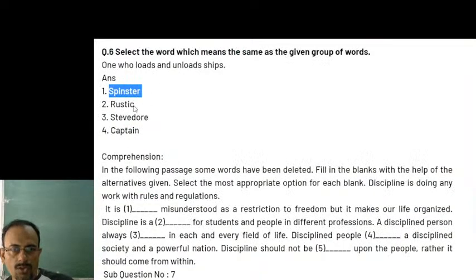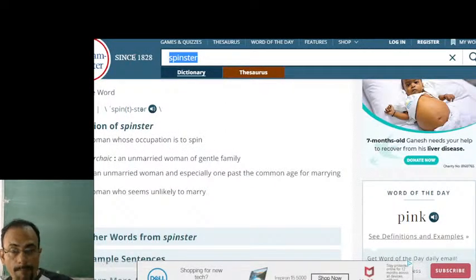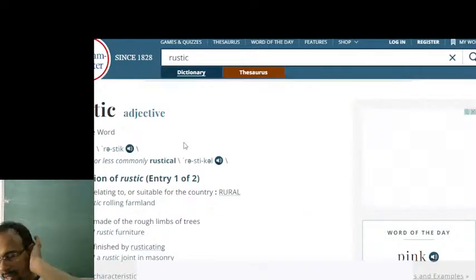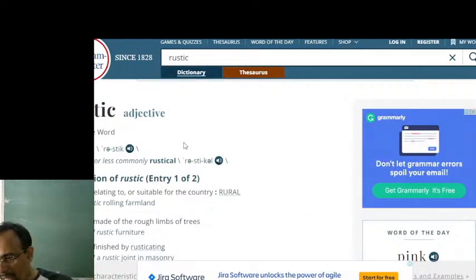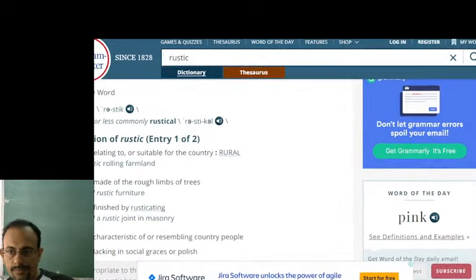You understood, I suppose. Next is rustic. Rustic means what? You can write down the meanings, at least the word, and later on you can consult a dictionary. You can write it in a diary, or you can make a notepad for all this. So rustic means relating to the country, actually. Relating to the country is called rustic, remember.